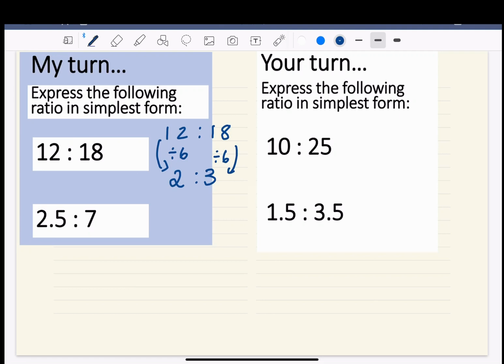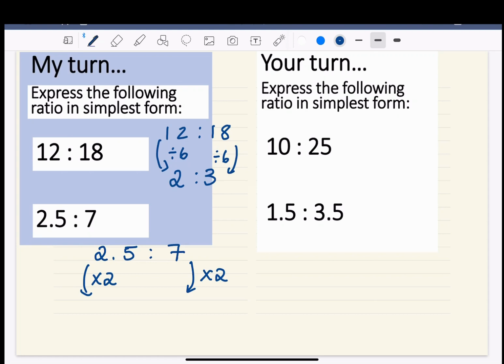The next one, I've got 2.5 to 7. I've got a decimal. I need to get rid of it. When I see 0.5, we know that 0.5 add 0.5 is 1. So I know if I double it, I'll get a whole number. So that's what I'm going to do. I'm going to times both sides by 2.